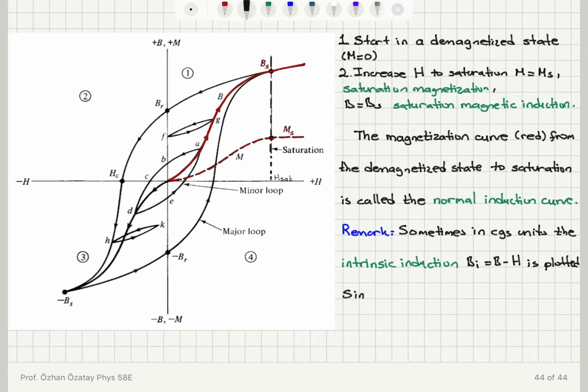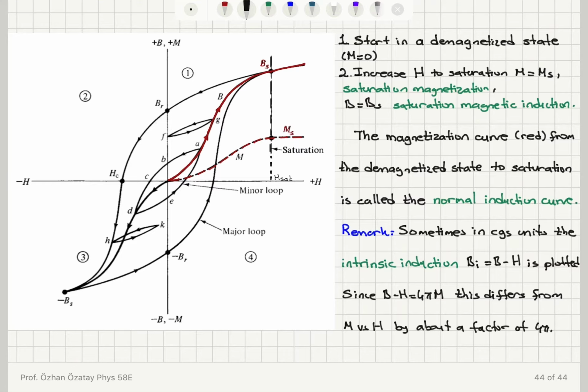And since we have B minus H is equal to 4 pi M, this differs from M versus H by about a factor of 4 pi. So we see a different B value, that's the intrinsic B that is plotted against H. Now we continue our story.